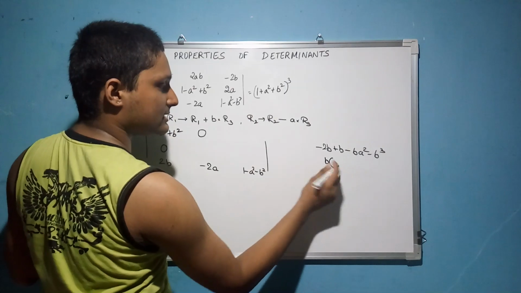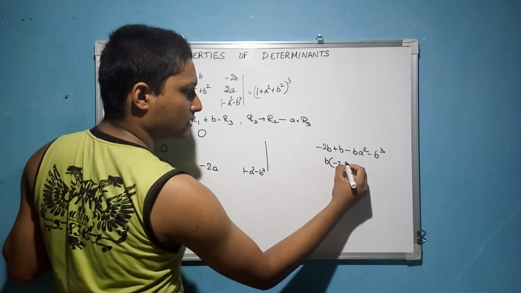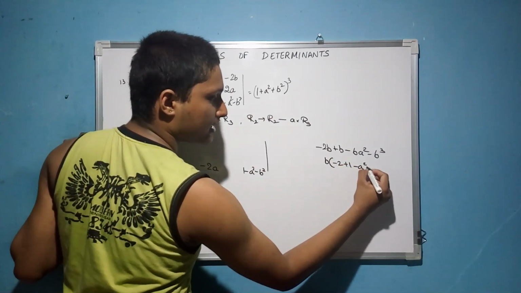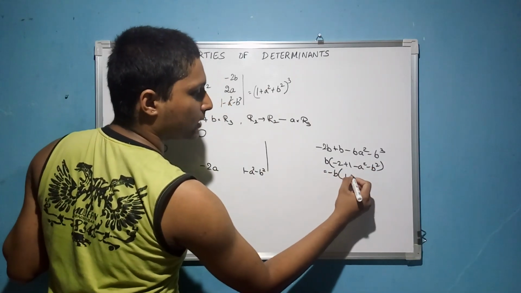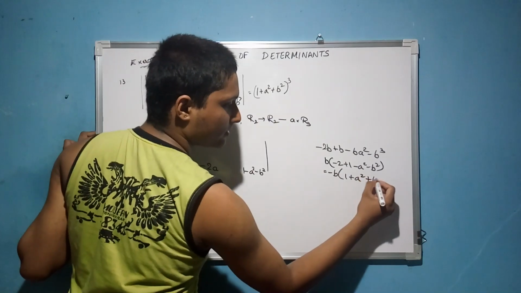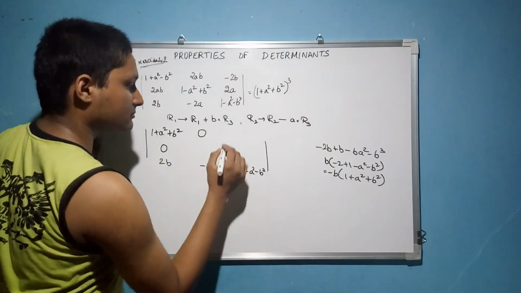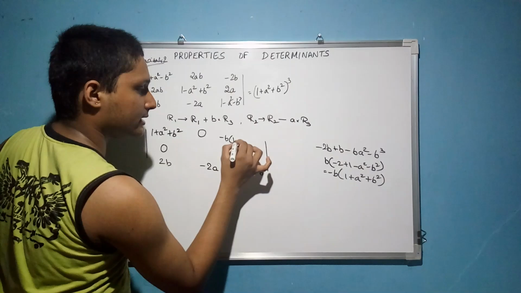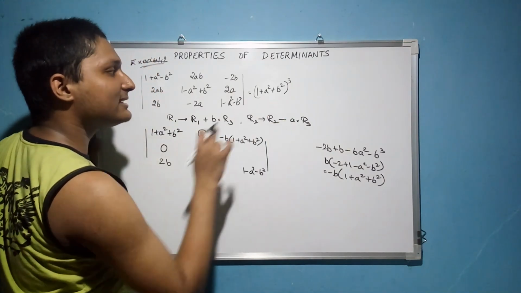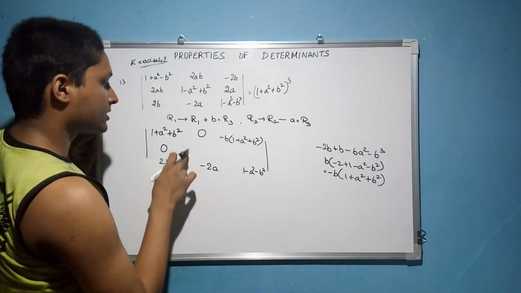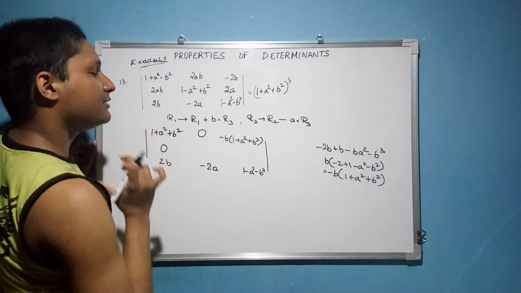Okay, we'll take b common outside, so it is minus 2 plus 1 minus a square minus b square, or I can write it to be minus b into 1 plus a square plus b square. Okay, so I'll write that minus 1 into 1 plus a square plus b square. Somehow I need to get in this format, that is 1 plus a square plus b square. So this somehow we need to do.